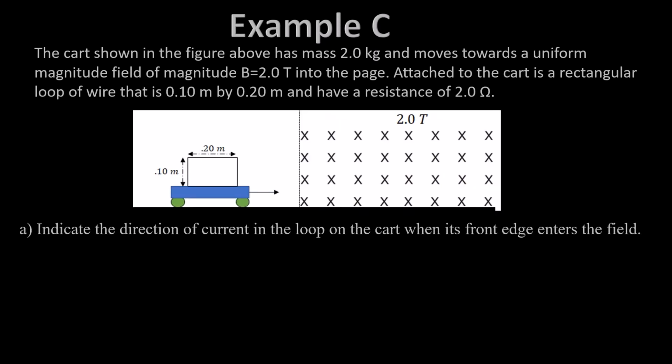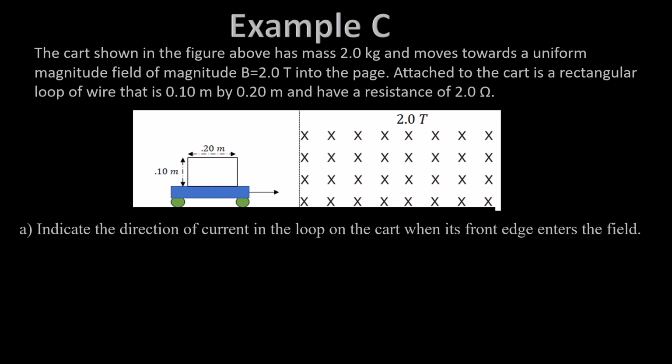Example C is a pretty common AP Physics question. It's also somewhat infamous. It's where you mount a loop of wire, a little circuit, on top of a cart, and then you send that cart into a magnetic field, as one does. So example C: the cart shown in the figure has a mass of 2 kilograms and moves towards a uniform magnetic field of magnitude 2 teslas into the page, as shown.